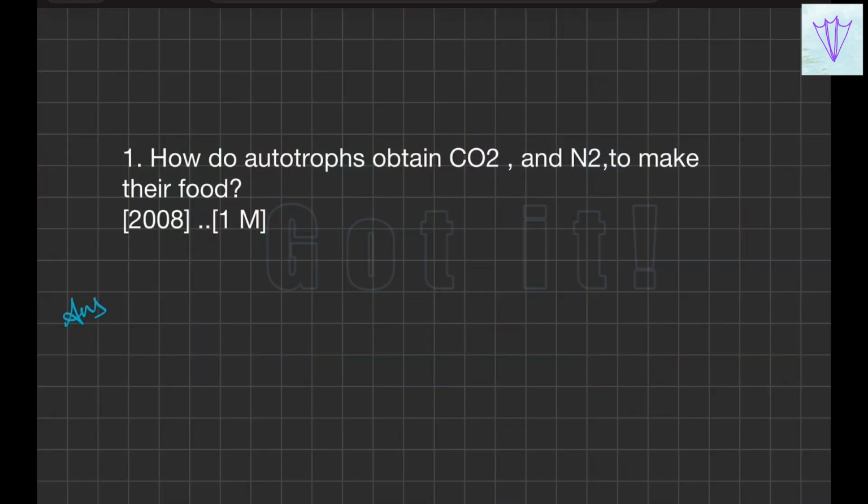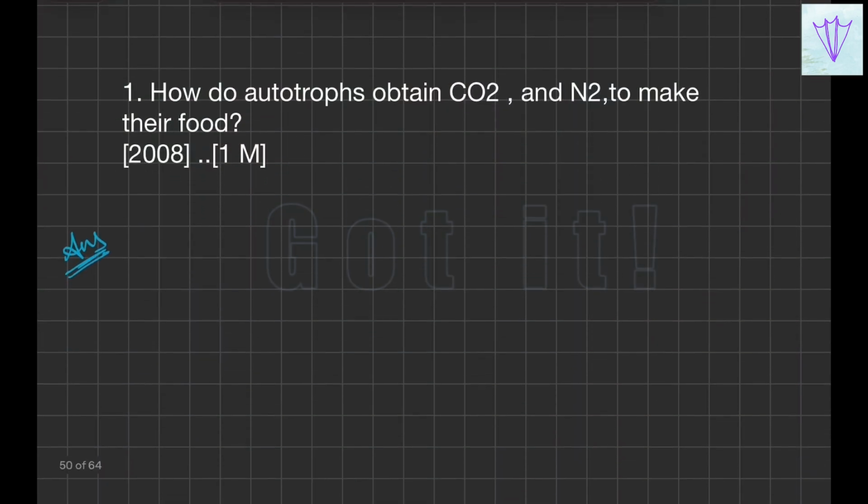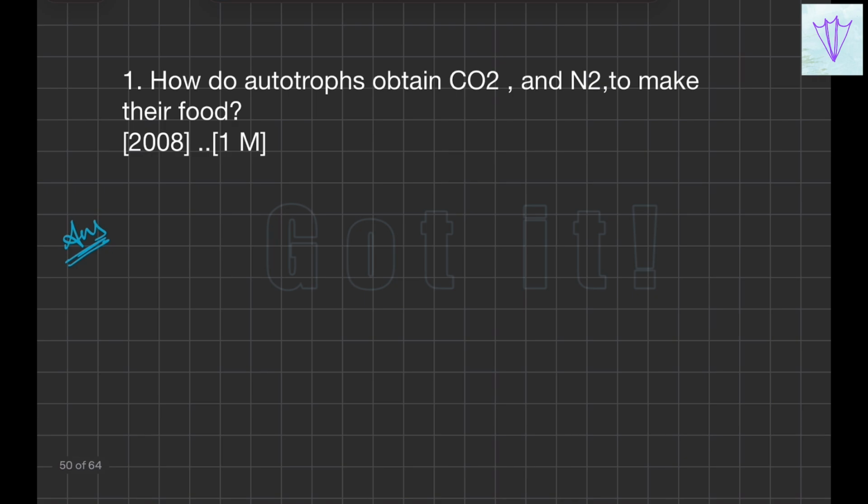Starting with the first question. The question says: how do autotrophs obtain CO2 and N2 in order to make their food? Since it's a 1 mark question, you need to make sure that 2 or 3 lines are enough to answer it.